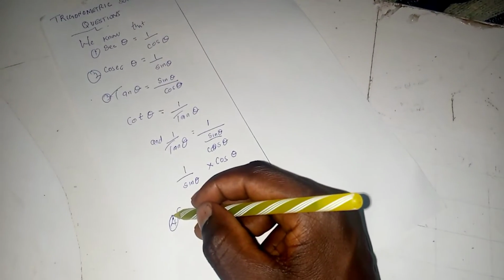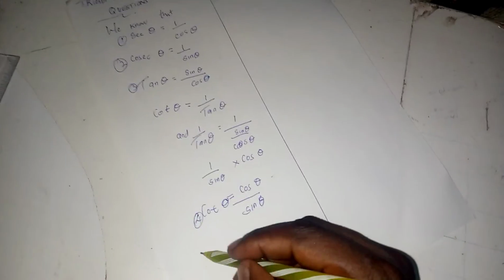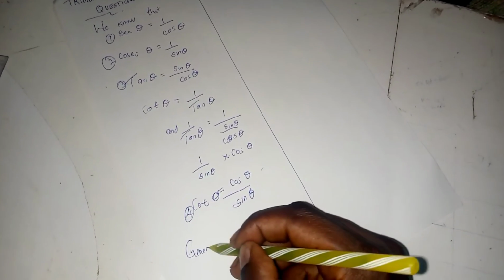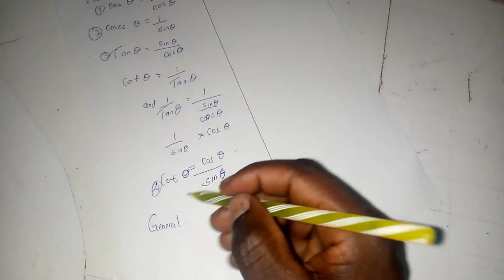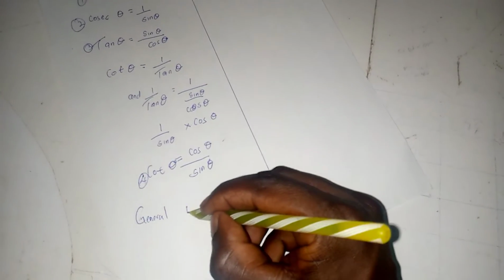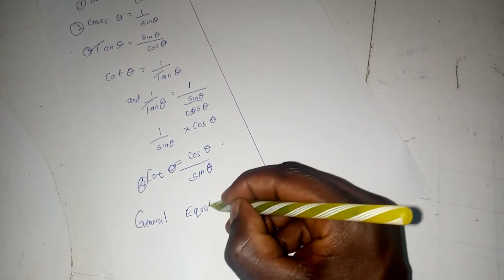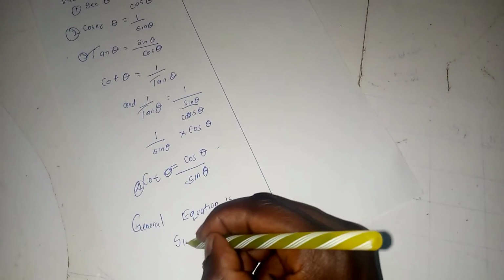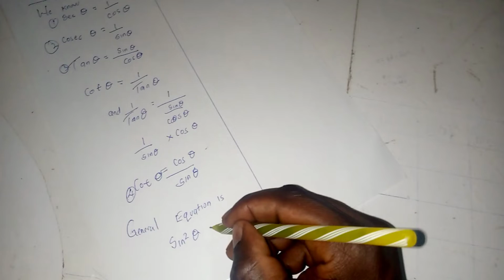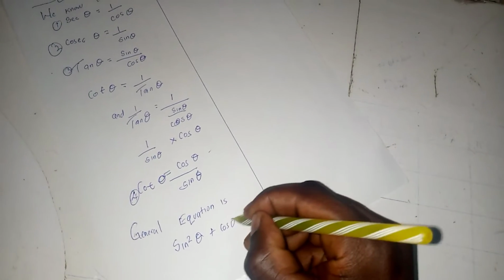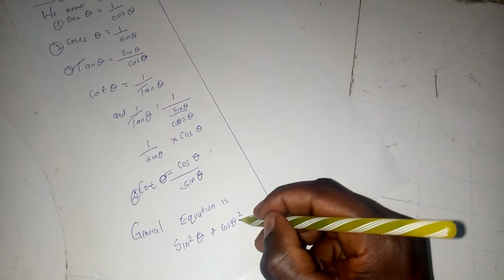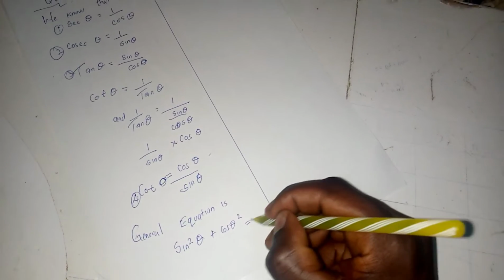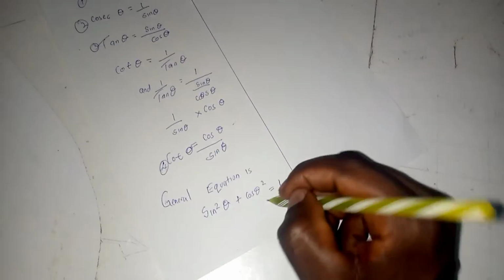Before I continue, remember we have a general equation. Visit my previous video, where I simplified a lot of general equations which will help you a lot. From the general equation, we know that sin squared theta plus cos squared theta is equal to 1. Now I'm going to do some sample questions.